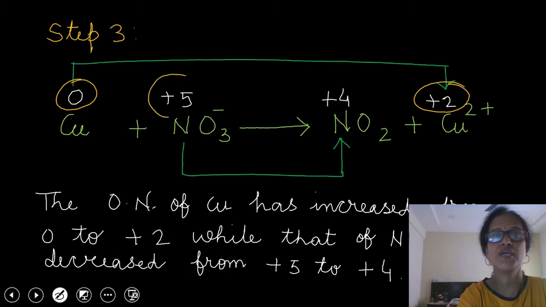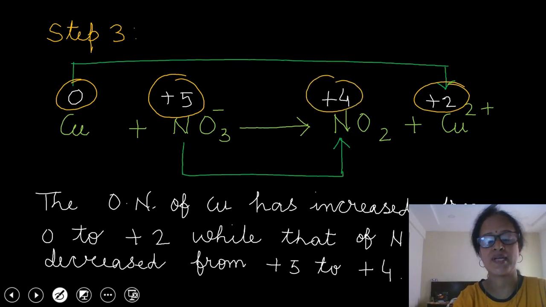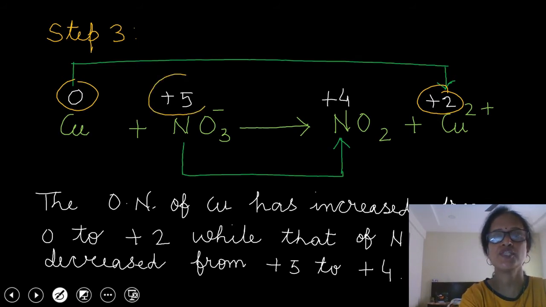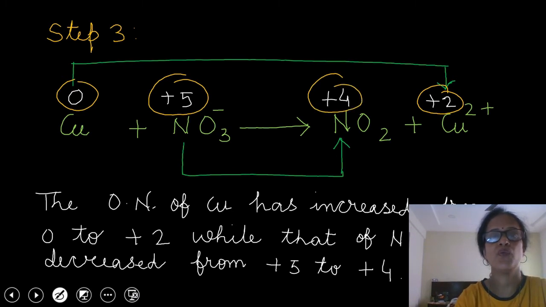The oxidation number of nitrogen decreases from plus 5 to plus 4, so it decreases by 1 per atom. The oxidation number of copper increases by 2 per atom. It undergoes oxidation, so it will be a reducing agent. Now look at nitrogen. Its oxidation number decreases from plus 5 to plus 4, a decrease of 1 per atom. It means nitrogen undergoes reduction and it will act as an oxidizing agent.